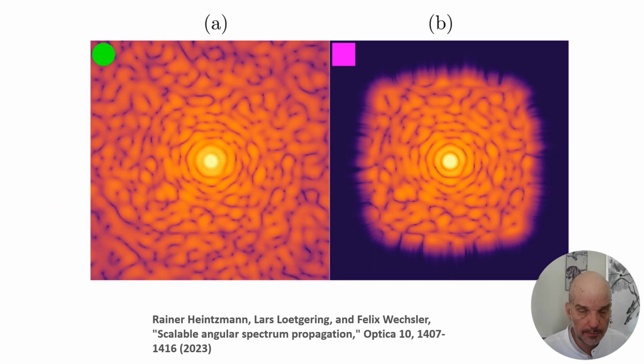Here's an example of field propagation or diffraction. So this uses what's called the scalable angular spectrum method. It takes the field at one plane and propagates it to another plane. So any place in the volume, you could calculate the field.